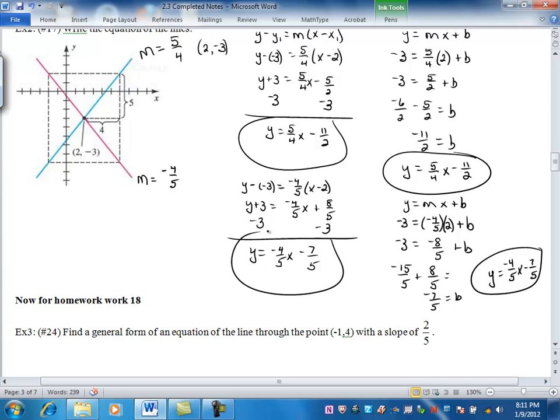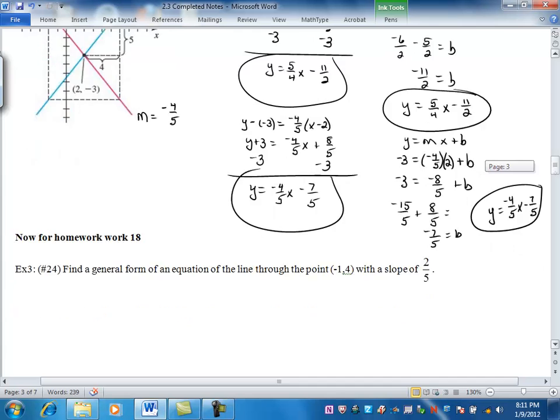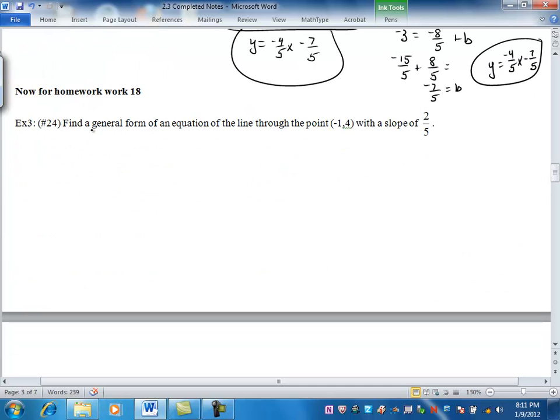And now, this is a homework problem, not a class discussion problem, just a homework problem. So if you would work problem 18, please. If we look here at example 3, which is problem 24, they want the general form of the equation. Remember, that's ax plus by equals c. And here we're going to want the x term on the side with the y term, and then the constant over here by itself. We'll start out with slope-intercept form, y equals mx plus b.